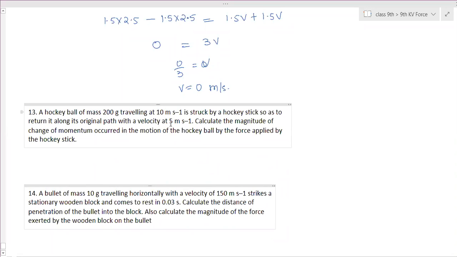Ma'am, momentum, 2 minus 1, it should be -1, right? Momentum 2 is -1. Second means after hitting the hockey stick, it is -1. 2 by 10 into 10, so initial momentum is 2 and final momentum is -1. So it is 2 minus -1. So it is 3. Yeah, it's 3.